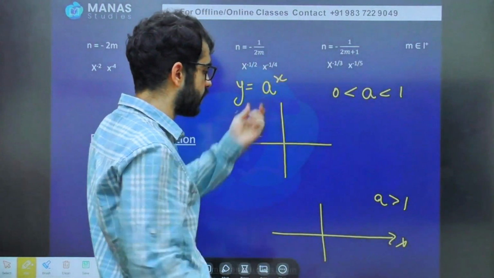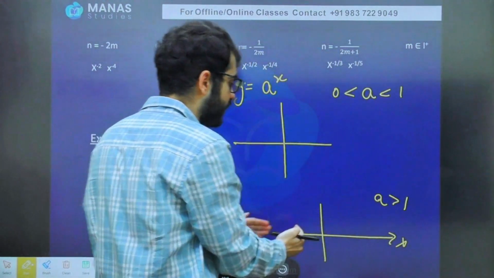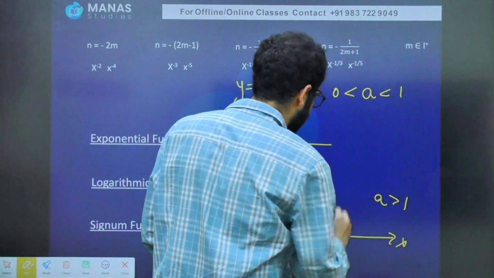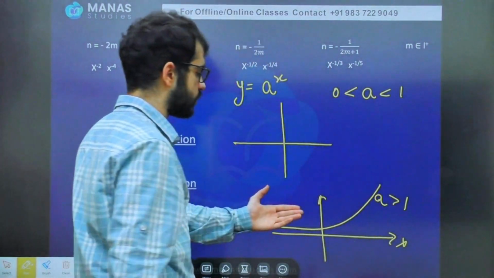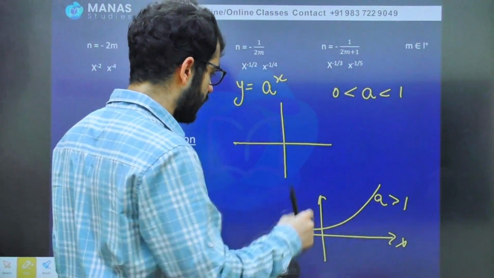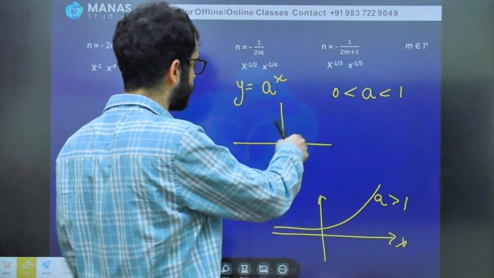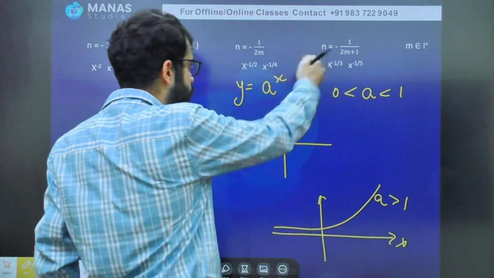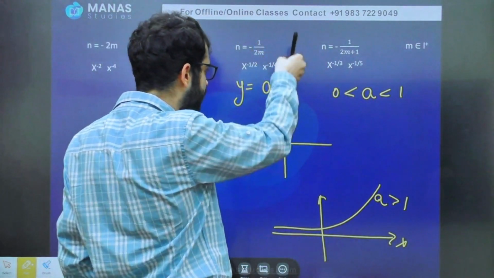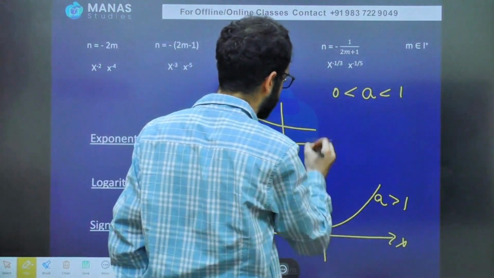If the base is greater than 1 and you keep on increasing the value of the exponent, that is the power, then the value of the function will also increase exponentially. So this is known as the exponential graph. Whereas if the value of the base is less than 1 but greater than 0, then as you increase the power, the term will decrease in its value, so the graph would look like this.